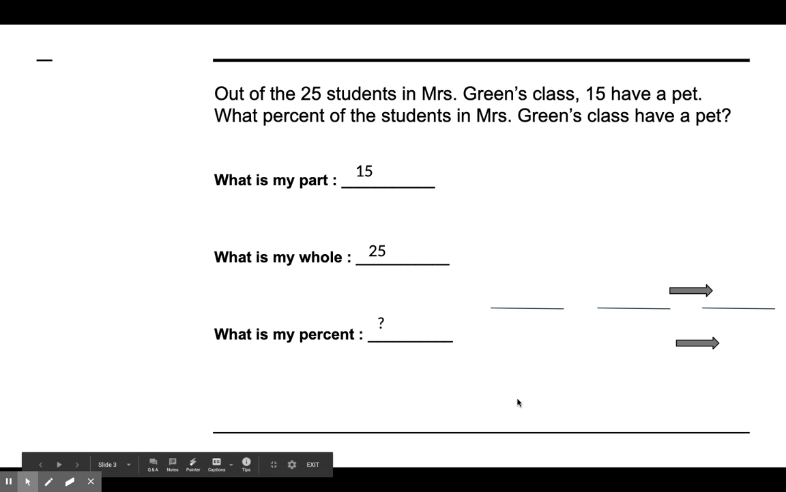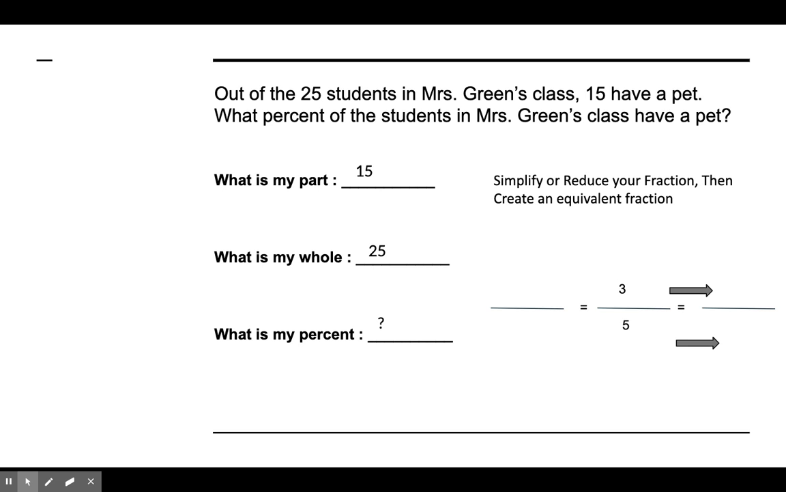All right. So now I'm going to create a fraction. I'm going to take my two numbers out. I'm going to have for my part 15 and my whole 25. Okay. So I'm going to take that out and I'm going to simplify this fraction. Now, I'm going to simplify this fraction by finding the greatest common factor that they share in common. So the greatest common factor they share in common is 5. So I'm going to divide both of those by 5. And then that is how I get 3/5. Okay.